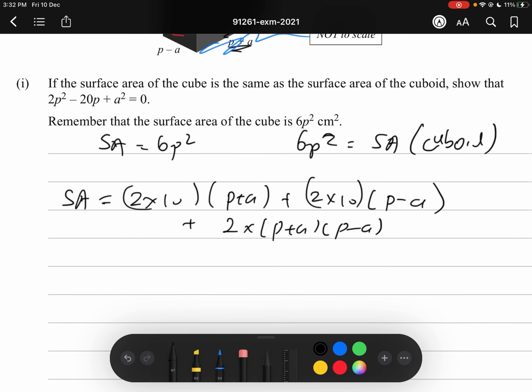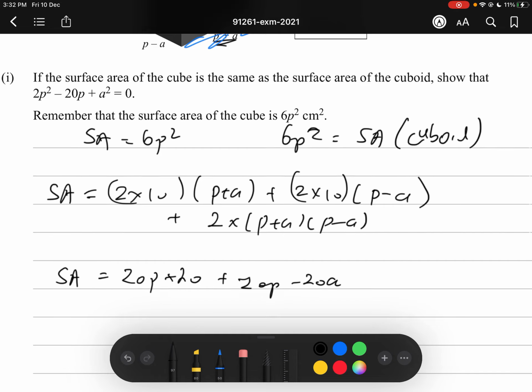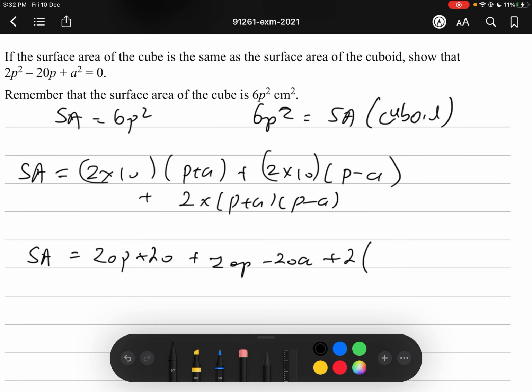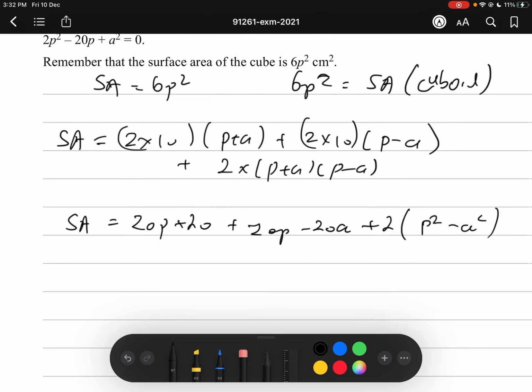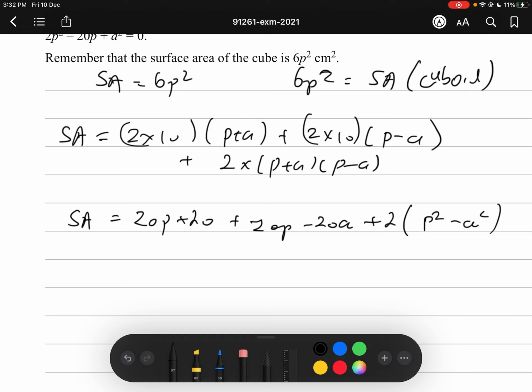And then all we need to do is simplify the expression. So surface area equals 2 times 10, which is 20. 20 times p plus a is just 20p plus 20a. And that's added to 20 times p minus a, which is 20p minus 20a. And that's added to 2 times p plus a times p minus a. We solved this in the previous question. That is just p squared minus a squared. So we can simplify some expressions here. We have positive 20a and negative 20a cancel each other out. So surface area equals 40p plus 2p squared minus 2a squared.